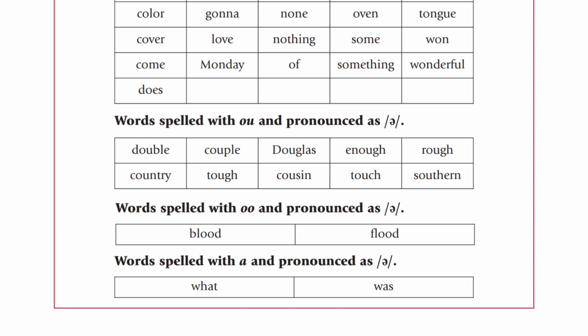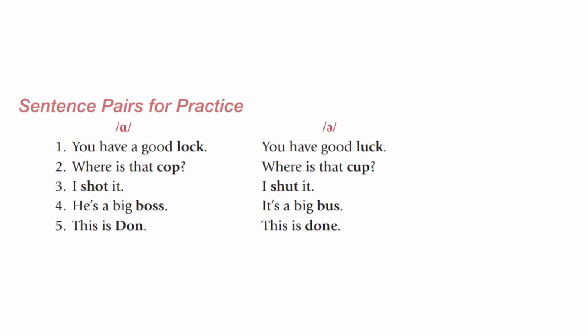Words spelled with a double O and pronounced as uh: blood, flood. Sentence pairs for ah and uh. The following pairs of sentences are the same, except the first one has a word with an ah sound, and the second one has a word with an uh sound. You have a good lock. You have good luck.